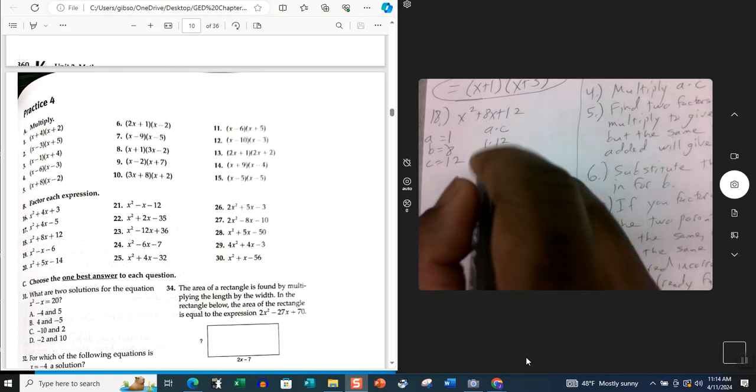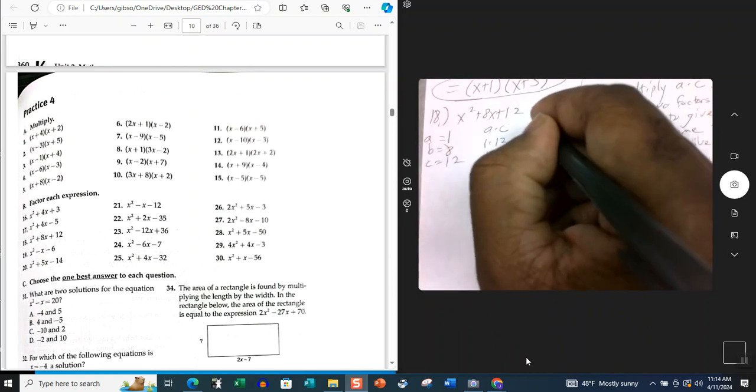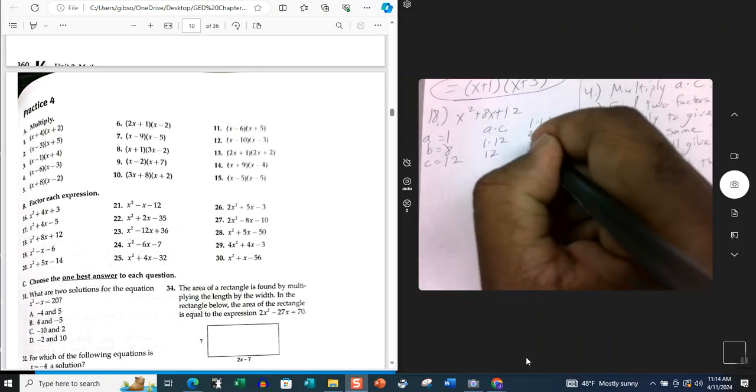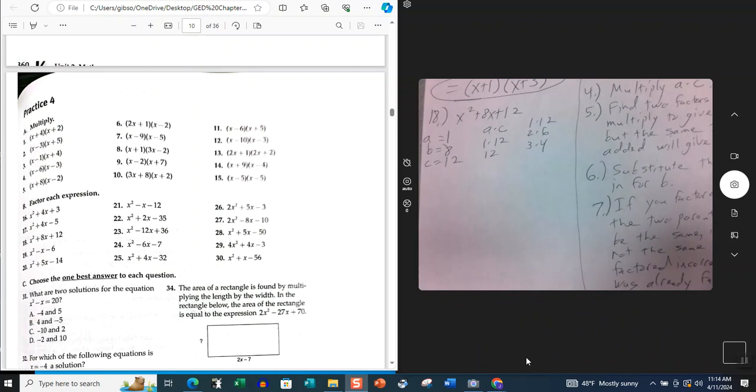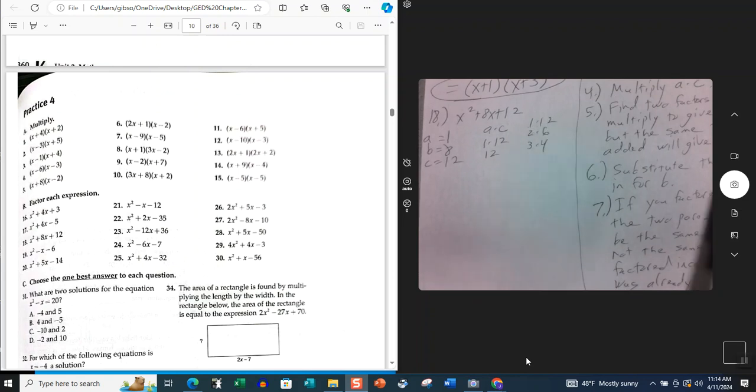So we list the factors of 12. The factors of 12, I'm going to write this over to the side, are 1 and 12, 2 and 6, and 3 and 4. Now, I would tell you this, to make this easier for yourself, when you list the factors, list the lowest number first, then the higher number.